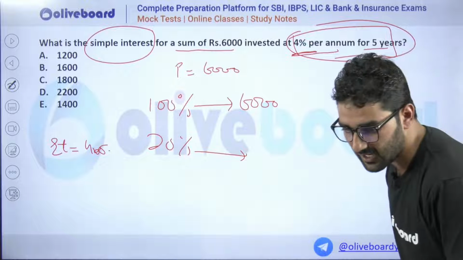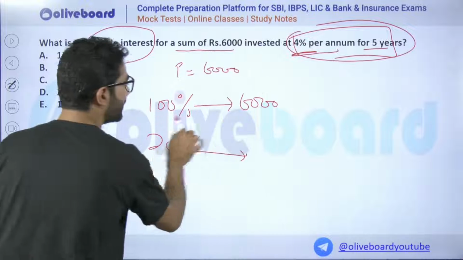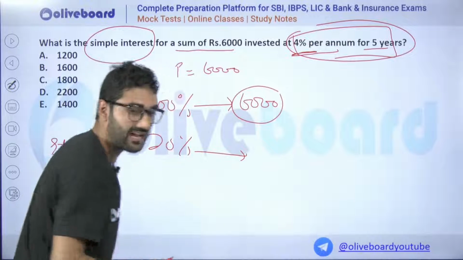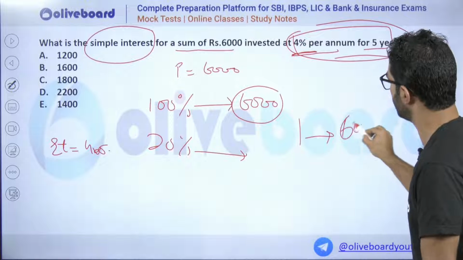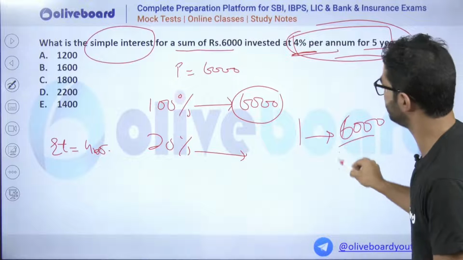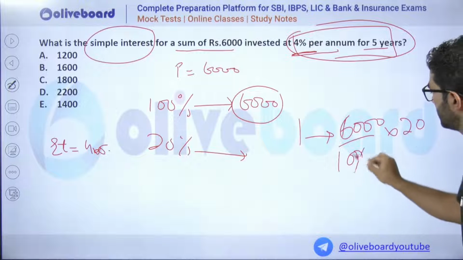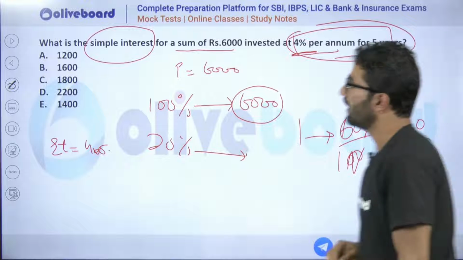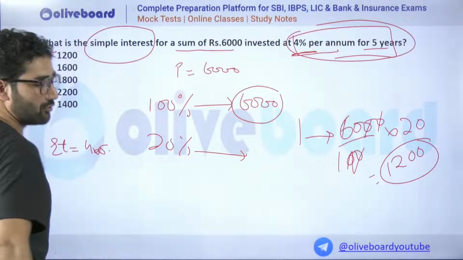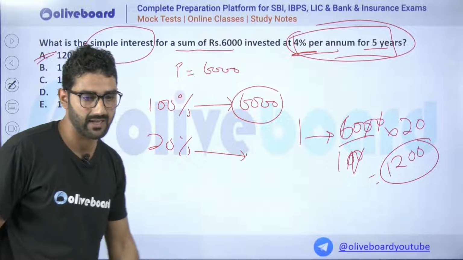Yeah, Pragati said it is like this. Yes, my dear. If 100 percent is this much, what does that mean? It means 1 percent will be 6,000 upon 100, and to calculate 20 percent we multiply with 20. Okay, 1200 will be the answer. You got this? Yeah, Pragati, Anil, Shubham, the answers are quite correct, my dear.